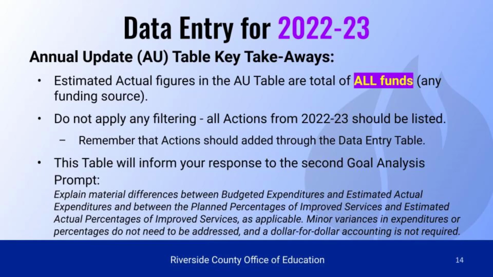After you've completed this table, this will help inform your response to the second goal analysis prompt. And that prompt asks you to explain material differences between budgeted expenditures and estimated actual expenditures. So this table will help inform that response to help you identify where a material difference might exist.